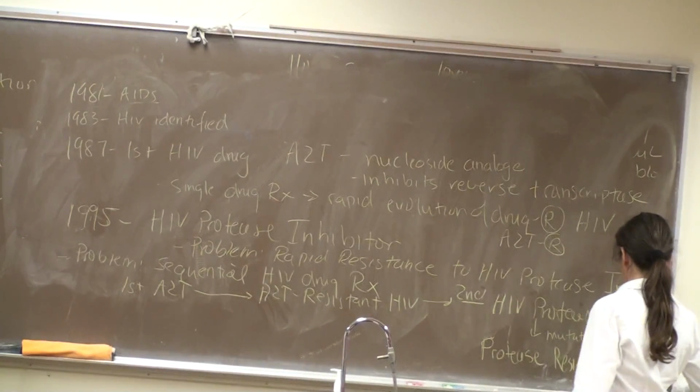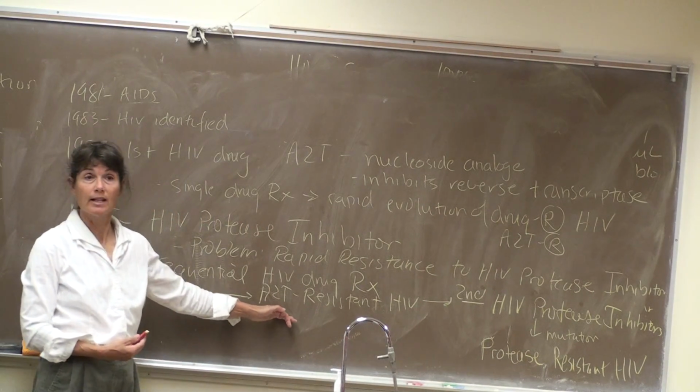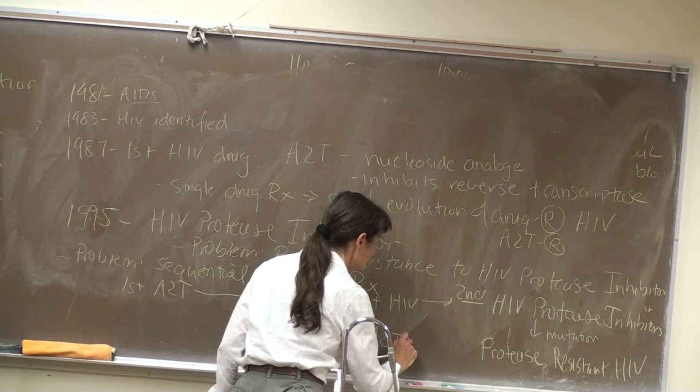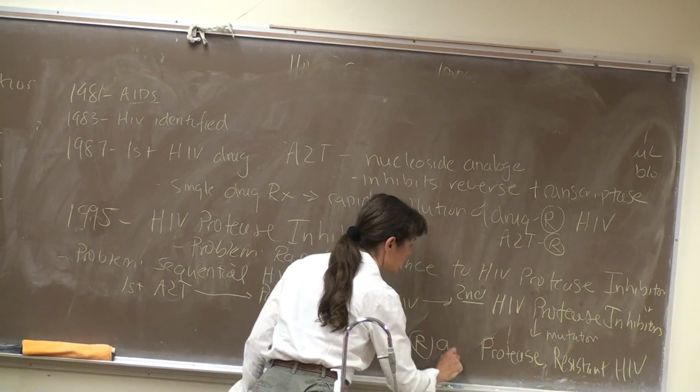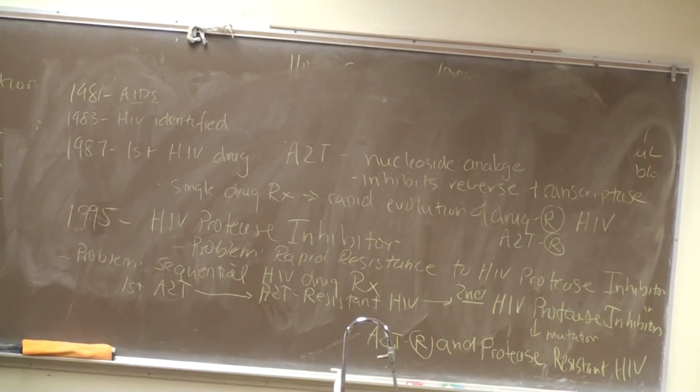HIV. But what else are they resistant to? They're already resistant to AZT, right? So now you've got a strain that's multi-drug resistant. They're AZT resistant and protease resistant. And this is a problem you see not only in antiviral therapy, you see this in antibiotic therapy. So what is the solution to this?